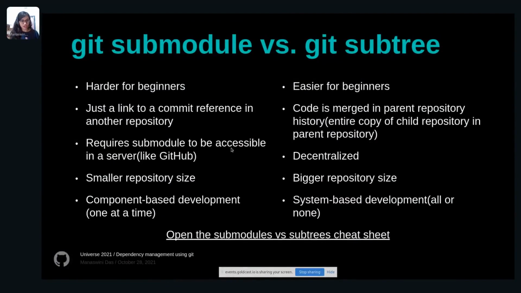But git submodules require the submodule to be accessible on a server like GitHub, because it's just a commit reference. Whereas with git subtree, it is kind of decentralized, because it entirely has a copy of the child repository within itself. So Git submodules can be used for component-based development, whereas you can use Git subtrees for system-based development, for all or none. But if you want a side-by-side difference check between the two, then you can use this cheat sheet right here. That's there in the docs again.